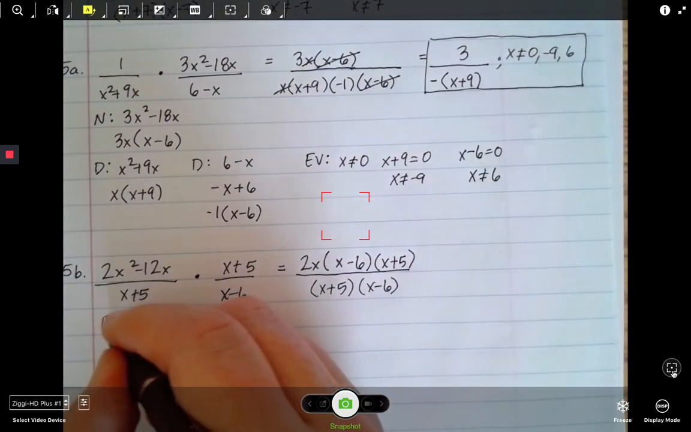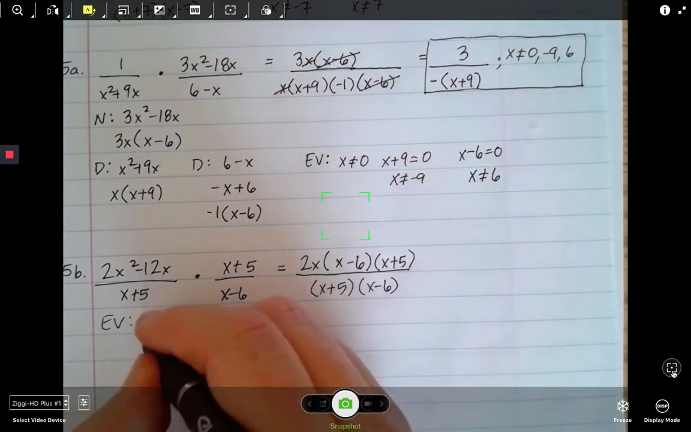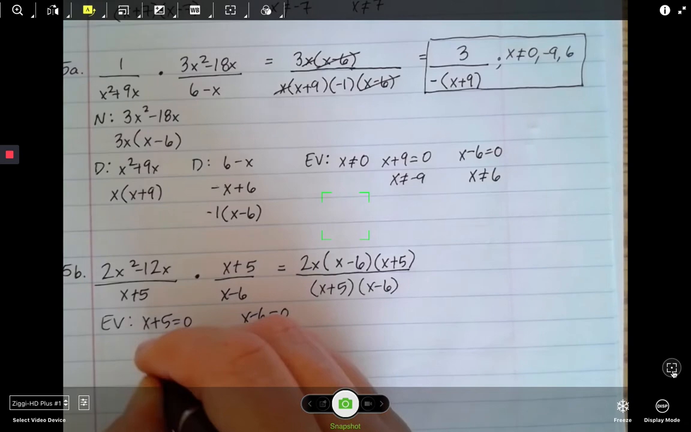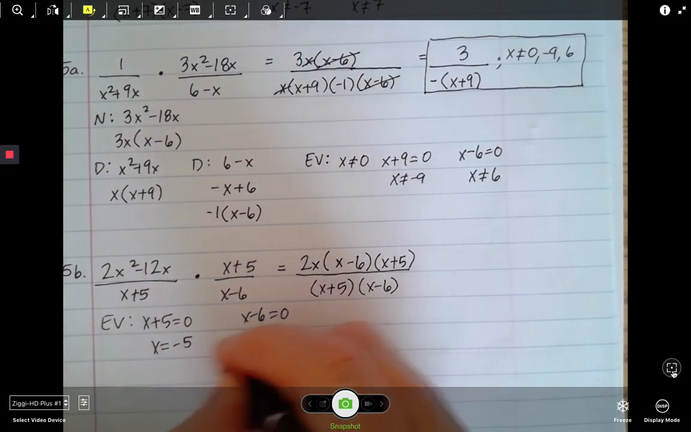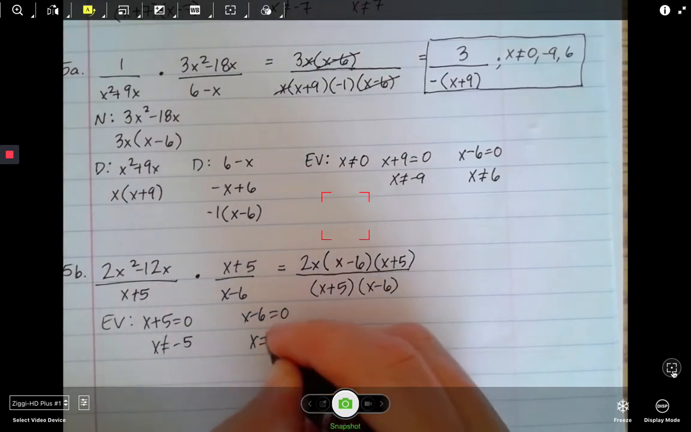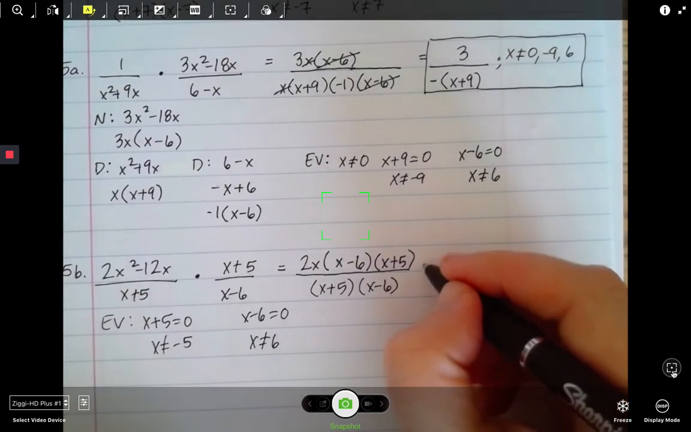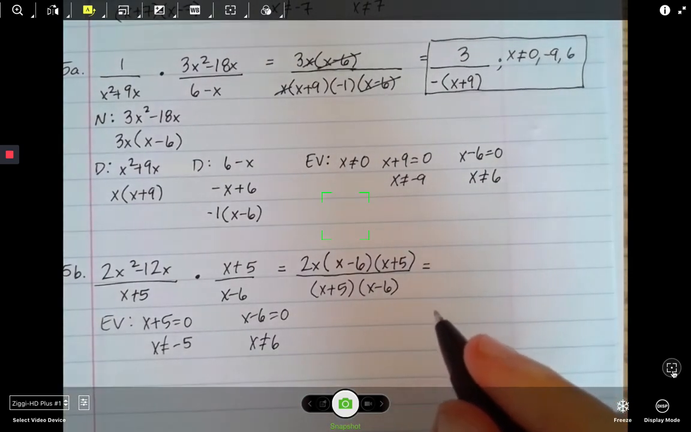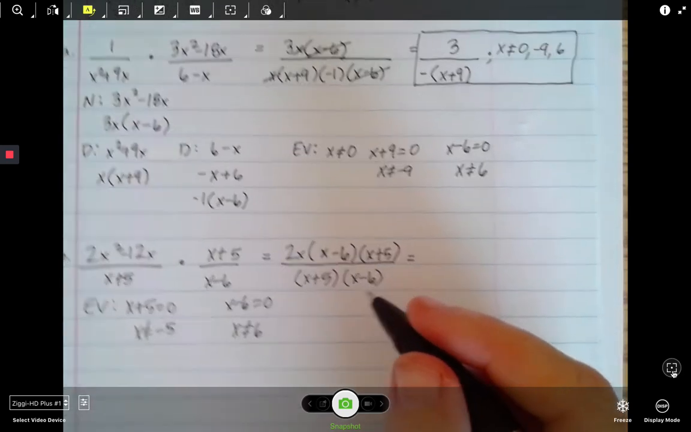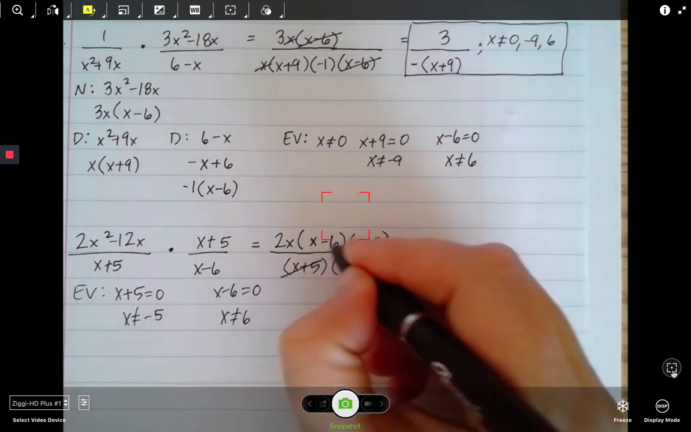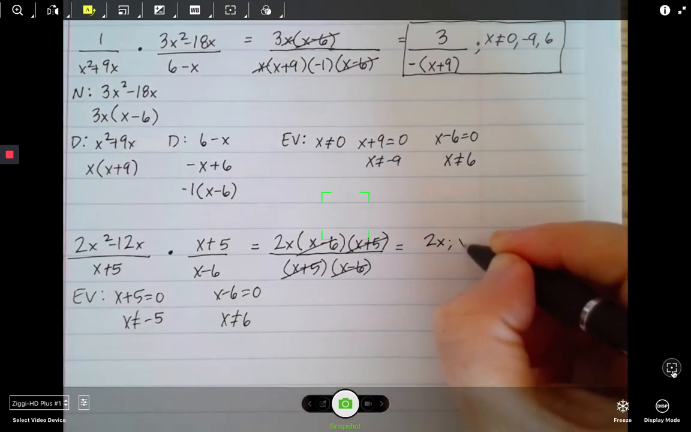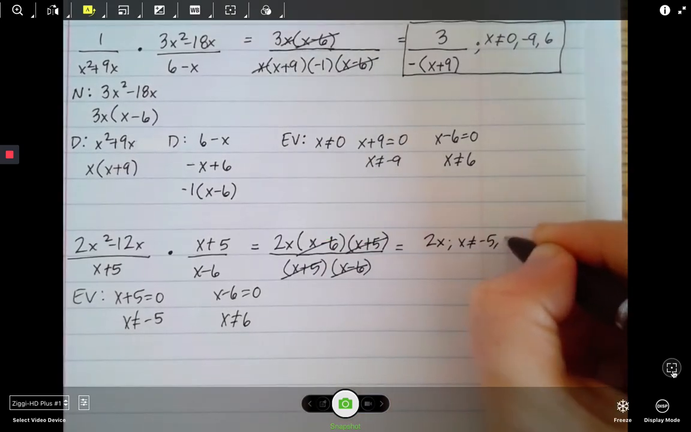We still have to find those excluded values though. X plus 5 equals 0. X minus 6 equals 0. X cannot equal negative 5, and x cannot equal 6. Cross out what I can, and I'm left with 2x, where x cannot equal negative 5 or 6.